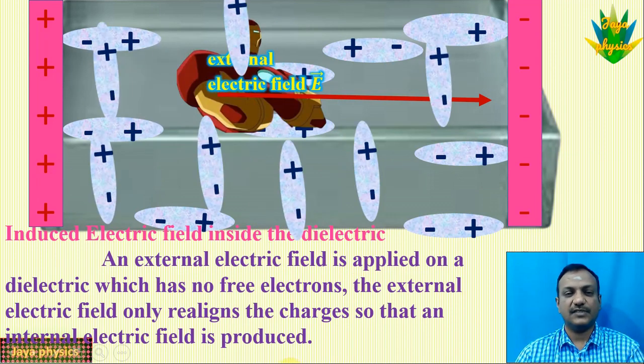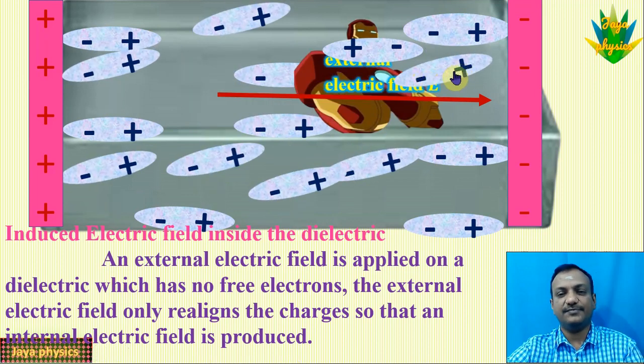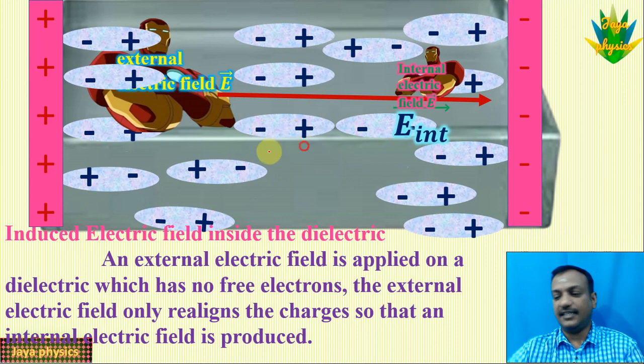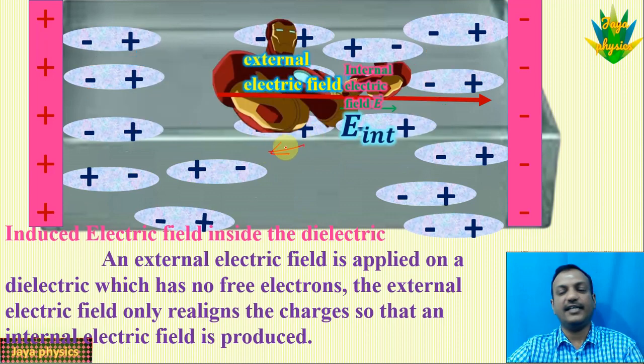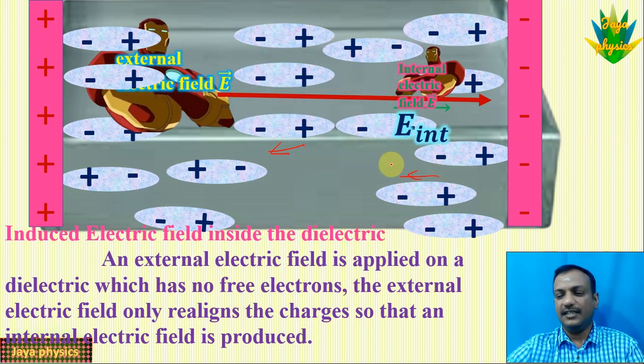It is rotating. I will draw it like this: positive charge, negative charge, positive charge, negative charge. So here I have a small electric field, positive charge, negative charge. Here I have a small electric field like this. What will happen? If I add these small electric fields, I get a small internal electric field inside the glass, that is, inside the dielectric.